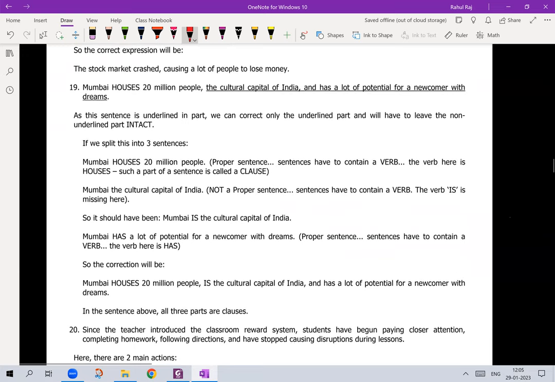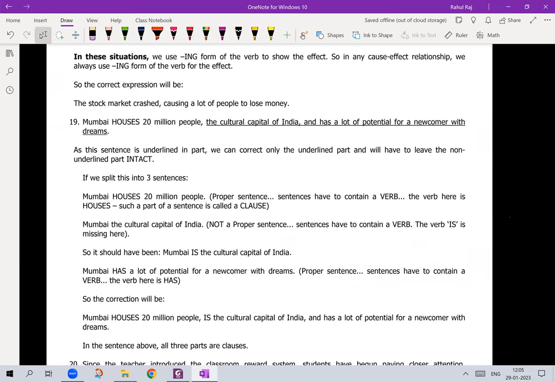Perfect. Come down to question number 19. Now, what have we done? Noun and noun parallelism, adjective-adjective parallelism, verb-verb parallelism. There is also something called clause and clause parallelism. There is also something called prepositional phrase and prepositional phrase parallelism. So the entire structure should be very clear if you write "and" or "but". When you say "Mumbai houses 20 million people," don't you feel this is a clause?